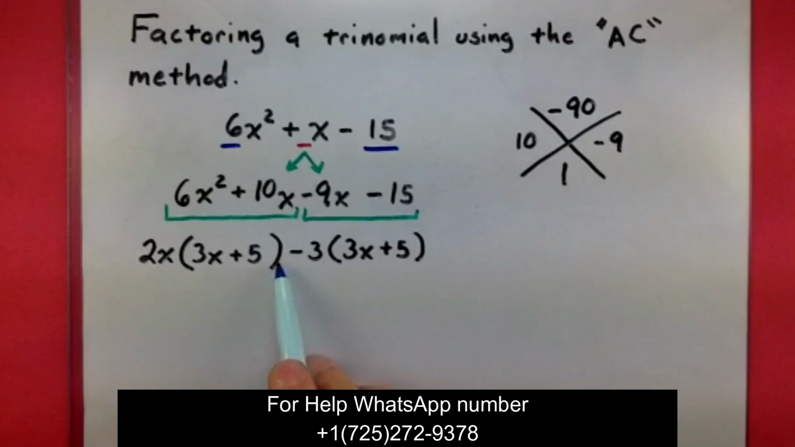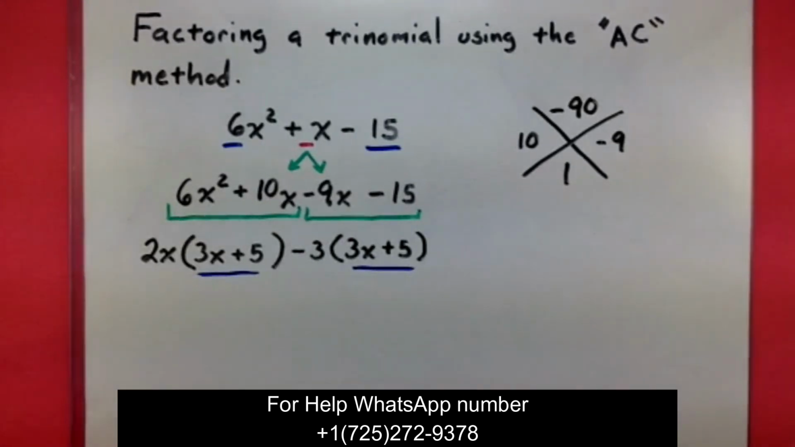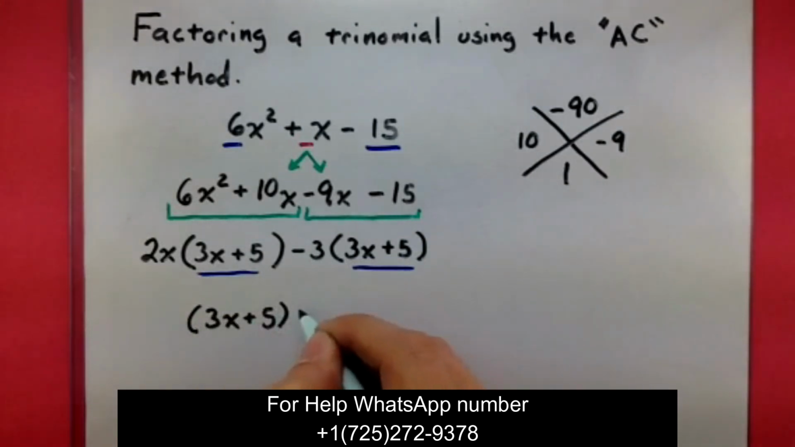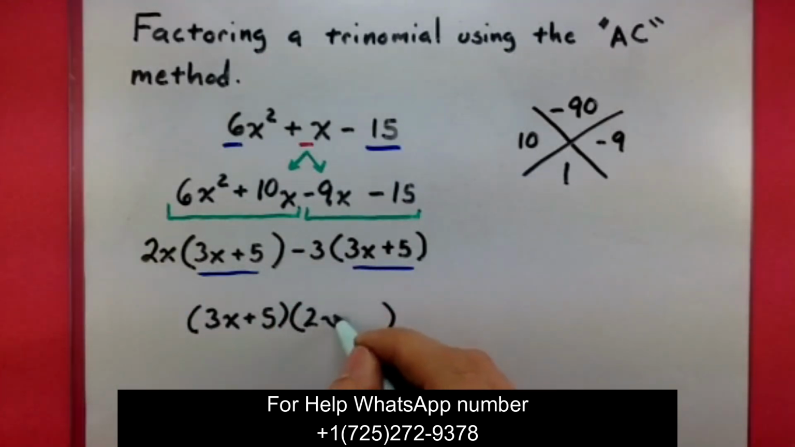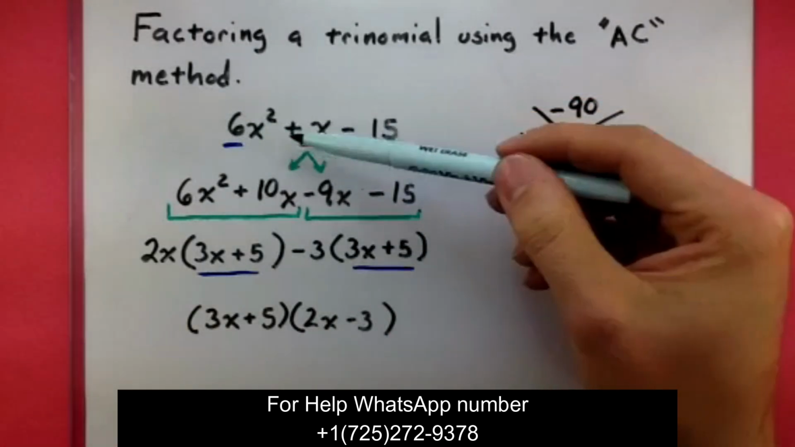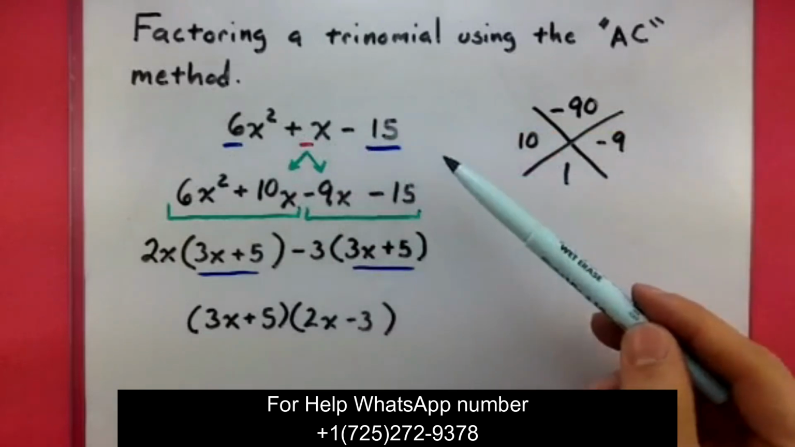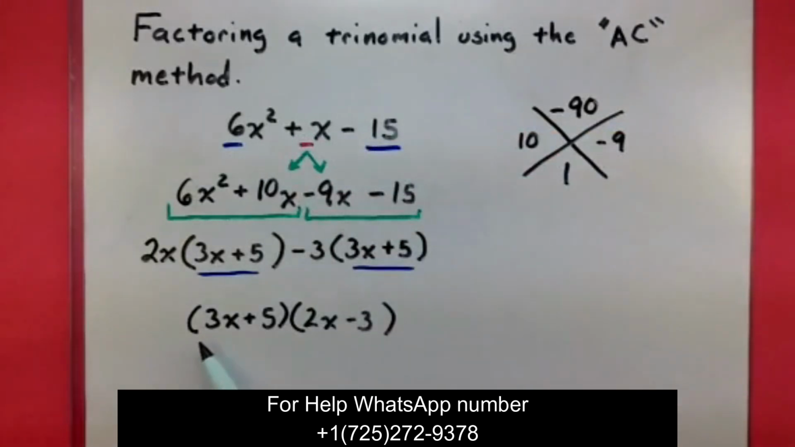Now that's pretty interesting, because look at now what we have. This is essentially one term, minus, and all of this is essentially one term. And moreover, they both contain this, the 3x plus 5. It means we are going to factor out the 3x plus 5. What will be left after we factor that? Well, the 2x and the minus 3. And there you have it. We've taken our original polynomial, the 6x squared plus x minus 15, and we've shown that it factors into 3x plus 5 and 2x minus 3.